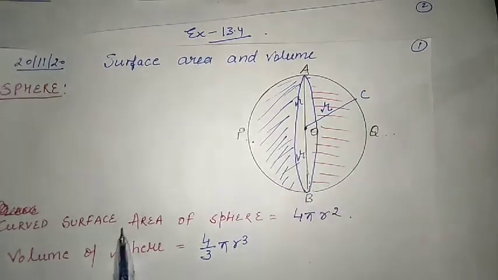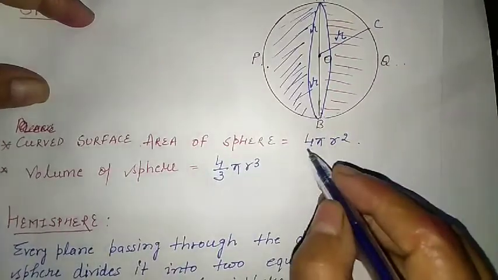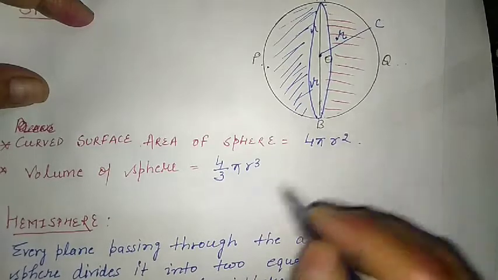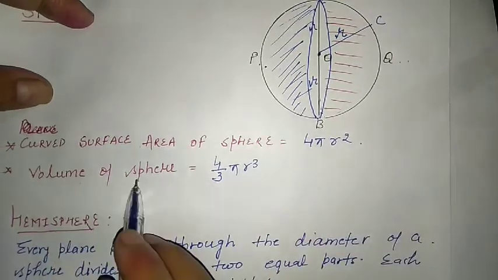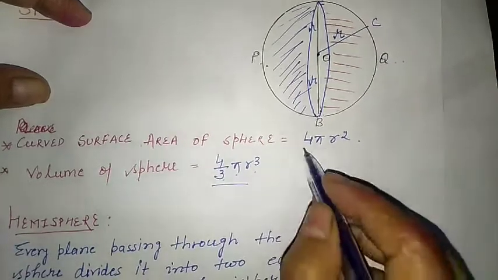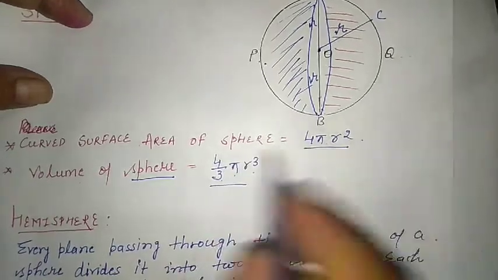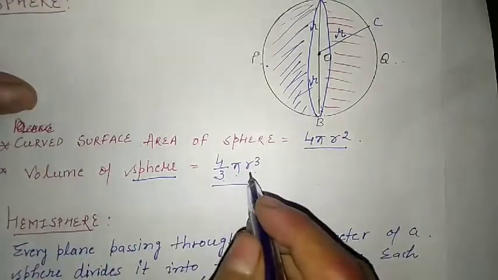So what is the curved surface area of a sphere? The curved surface area of a sphere is equal to 4 pi r square, where r is the radius, and the volume of the sphere is 4 upon 3 pi r cube. This is for the sphere. Curved surface area of a sphere is 4 pi r square, volume is 4 by 3 pi r cube.